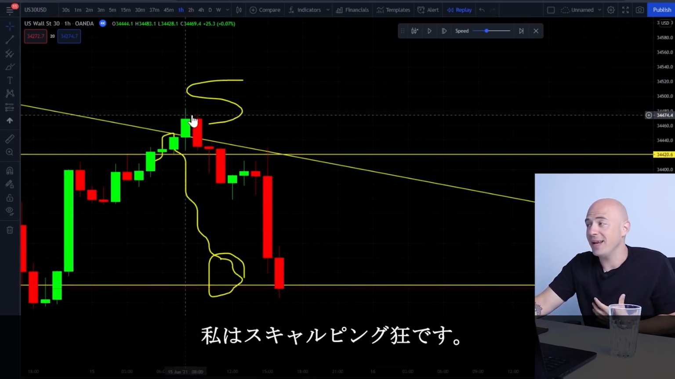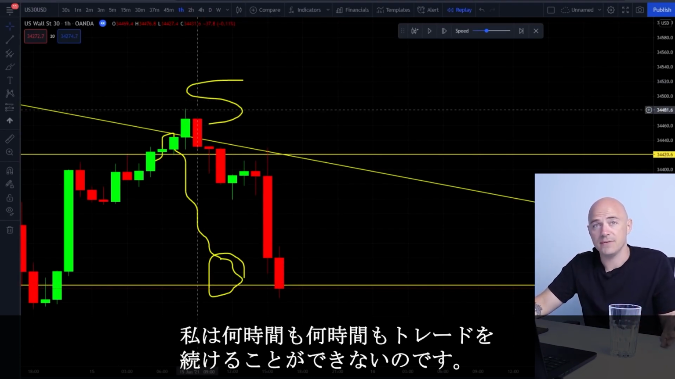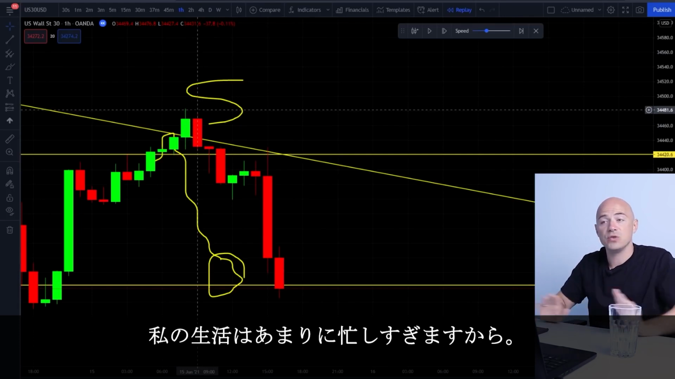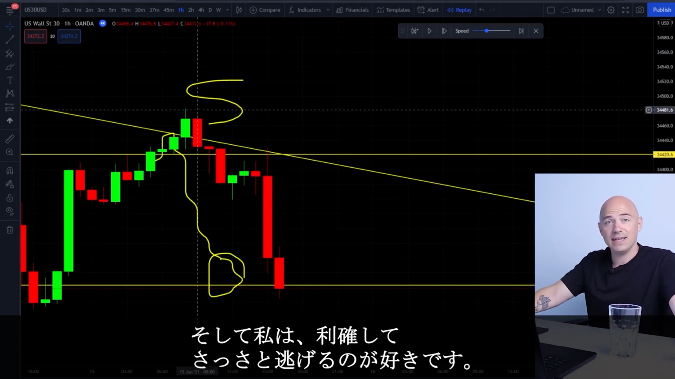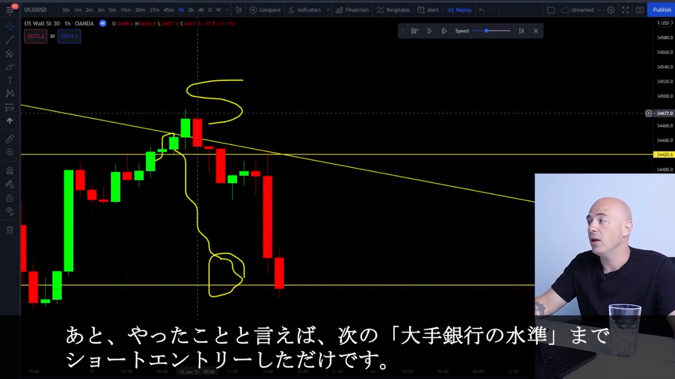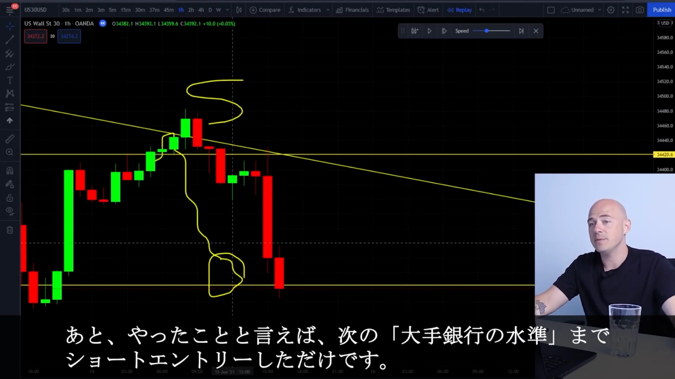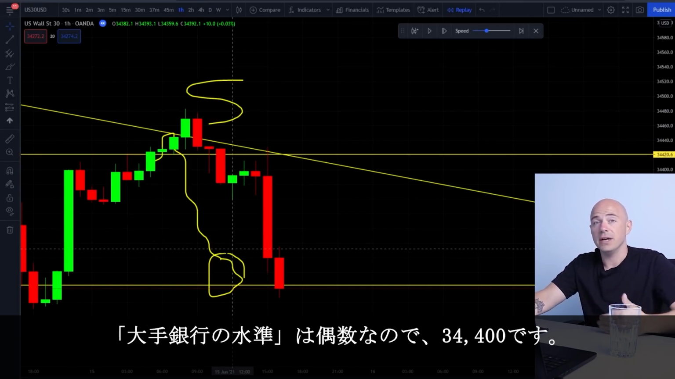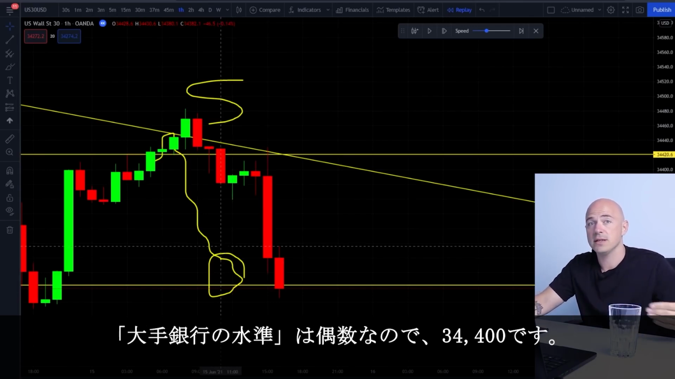I'm a scalping fanatic. I cannot hold trades for hours and hours and hours. My life is way too busy, and I like to take my profits and run. So once I saw this big ass candle, all I did was short it down to the next major bank level, which are even numbers, so 34,400.